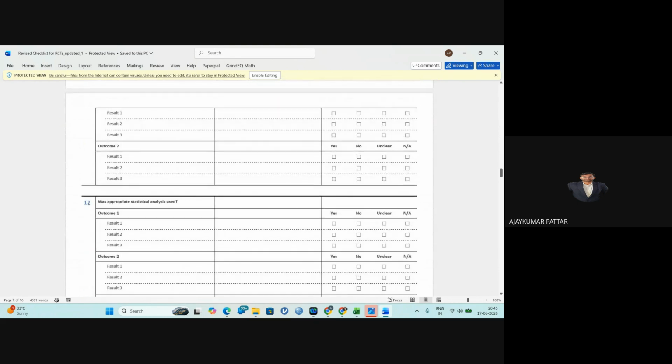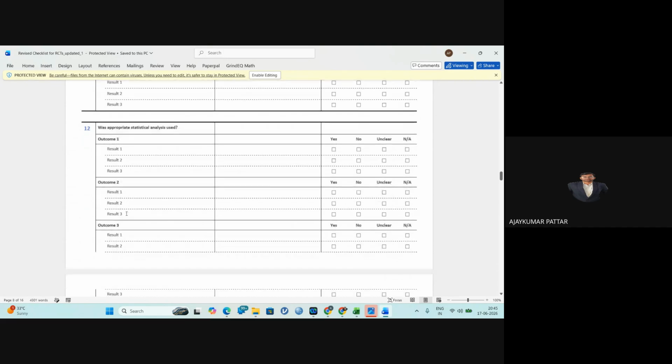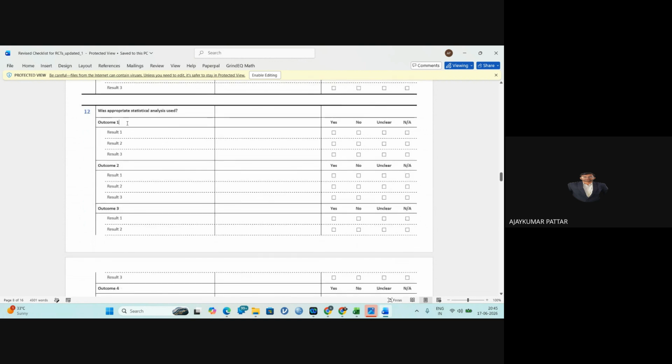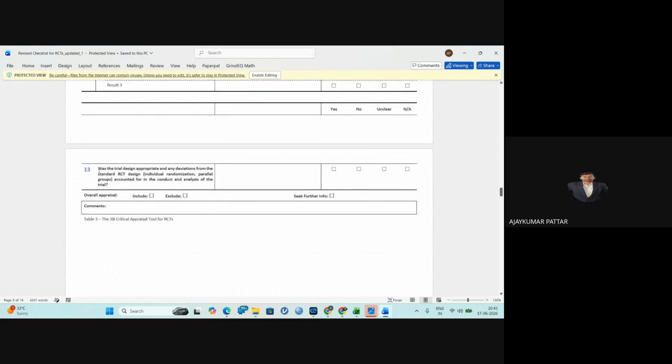We will go one by one. For example, was appropriate statistical analysis used? For example, if they are measuring a continuous outcome and applying an improper statistical test, then that will also be counted. So whether they have explained that the data is normally distributed is also part of the statistical analysis. For outcome one, many outcomes will be there in a single study, so for outcome one, outcome two, they have given many options. So there are around 13 of these.